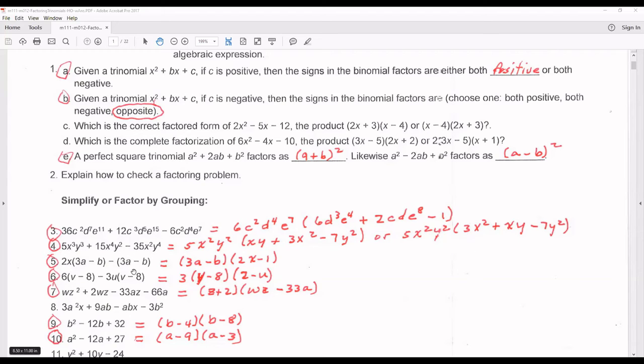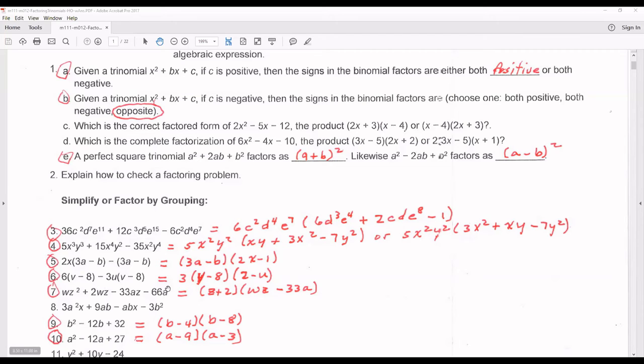Number 5, 3a minus b and 2x minus 1. This is called factoring by grouping. We did one problem on this style. You have a constant term or constant here. You pull these out, leaving the 2x minus 1 that's hidden in front of this before you factored that out.